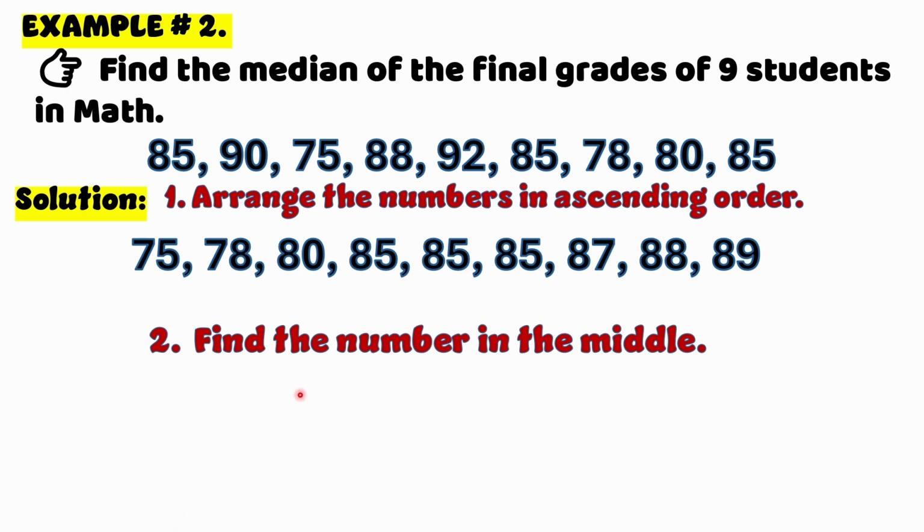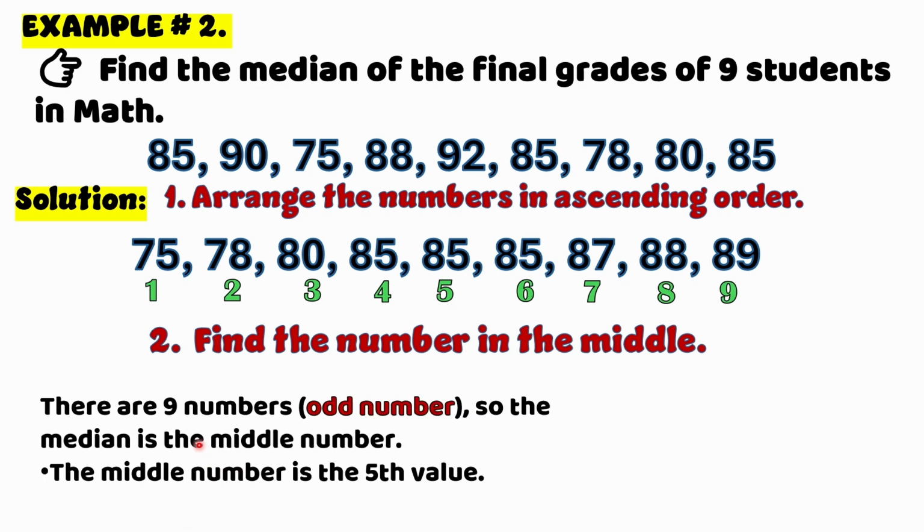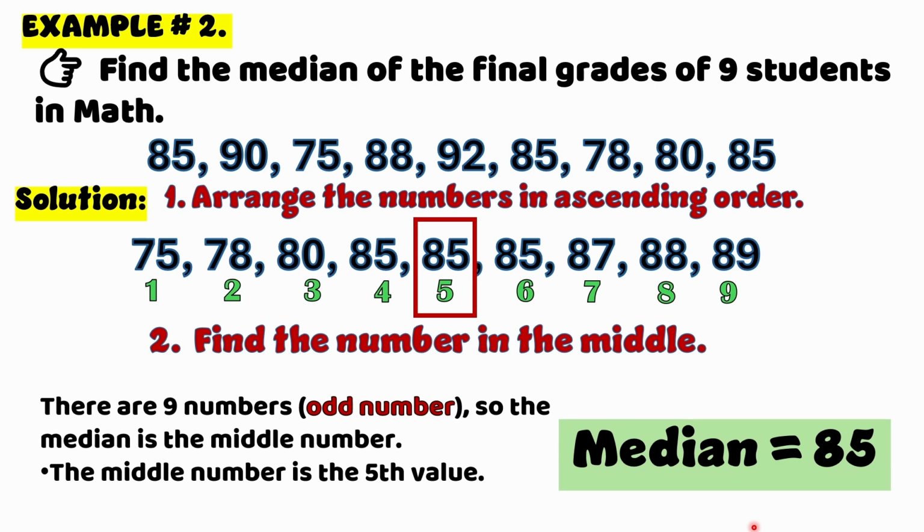And then the next step is to find the number in the middle. Okay, to find the number in the middle, let's count. We have 1, 2, 3, 4, 5, 6, 7, 8, 9. So there are 9 numbers, which is an odd number. So the median is the middle number. So the middle value is 85. Therefore, our median is 85.